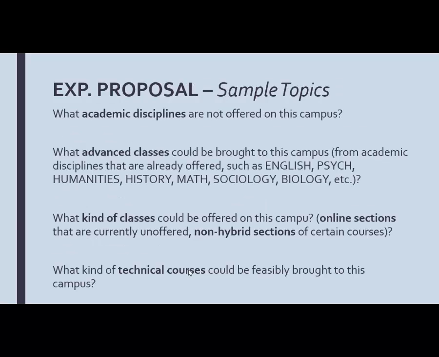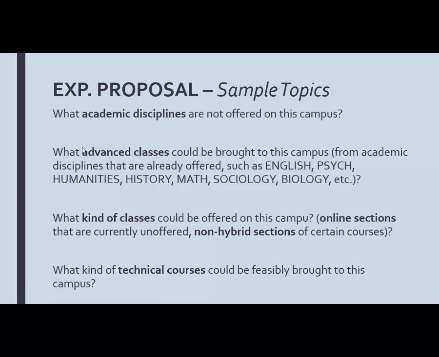Here's a list of questions you might be asking if you're interested in finding topics for the class. I'll go through these real quick. What academic disciplines are not offered on this campus? On this campus, we offer academic disciplines such as English, psychology, humanities, history, math, sociology, biology, but there are many others that are not. So you might think about what academic disciplines you could propose to offer in your essay.